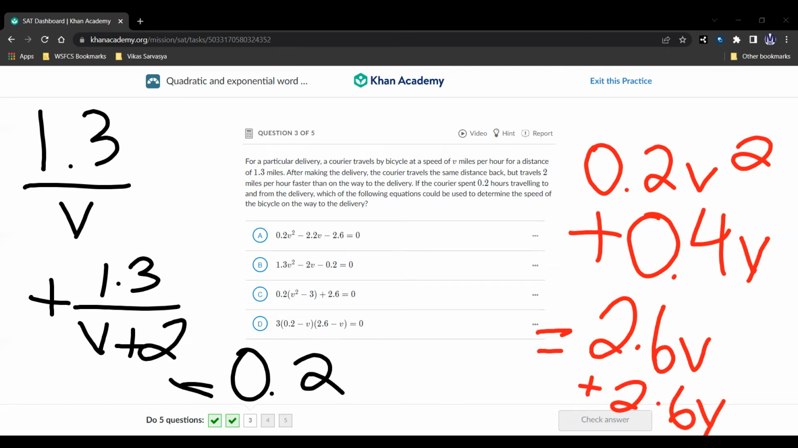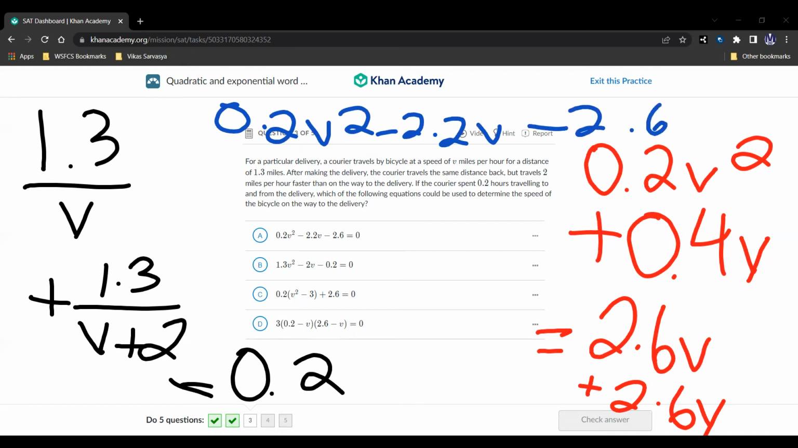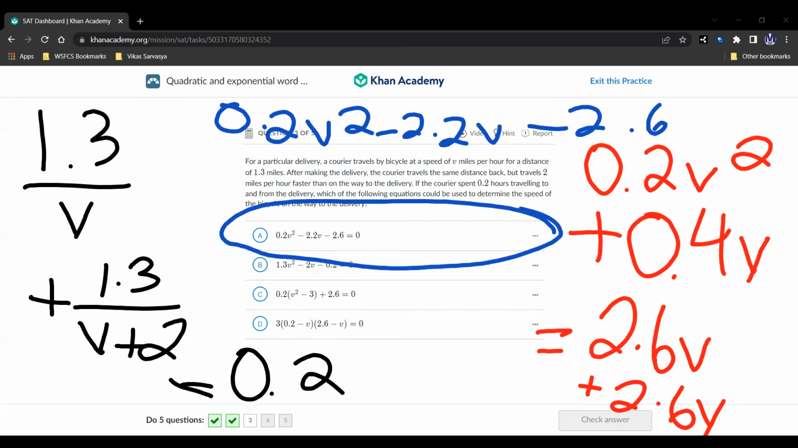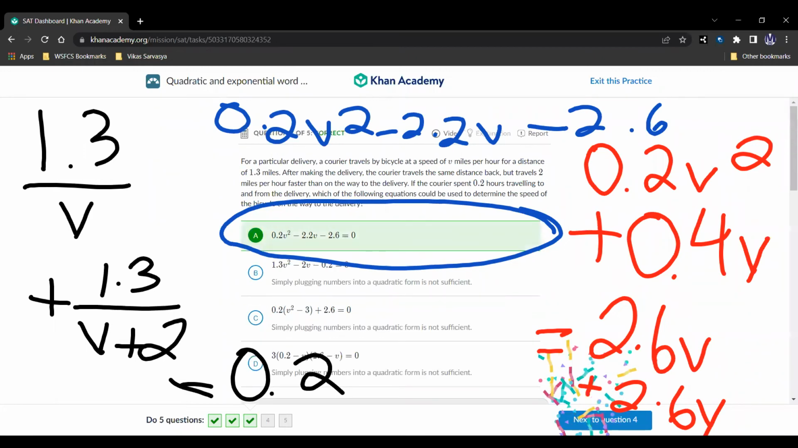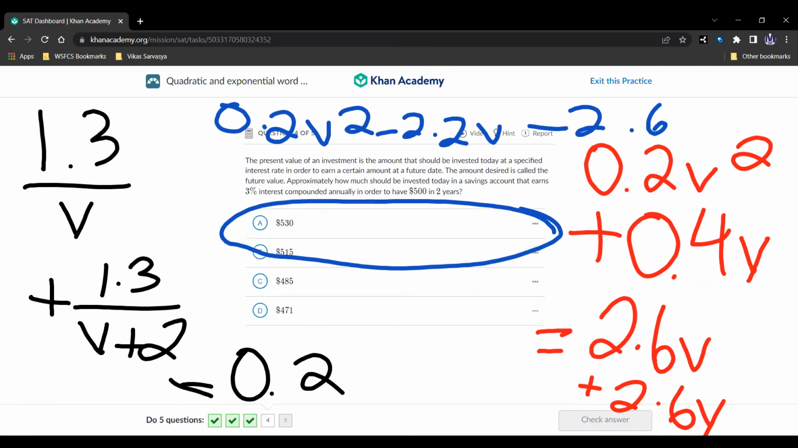We subtract 2.6 v from both sides, and we end up with 0.2 v squared minus 2.2 v minus 2.6, which is answer choice A. All right, and that question is over. Let's keep going. All right, question number 4.